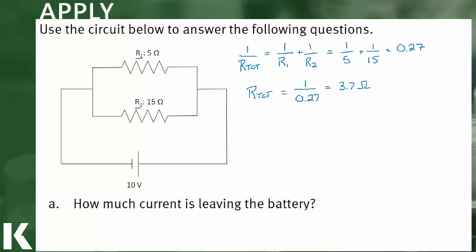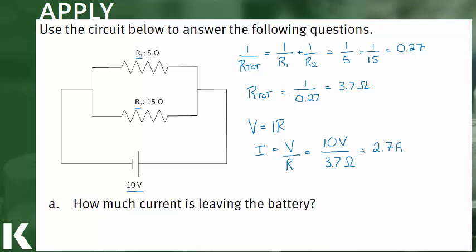Now we can use Ohm's law. So V is equal to IR. So that means that our current is equal to our voltage over our resistance. Our voltage here is 10 volts. We can plug that in. Our resistance is 3.7 ohms, and this would give us a total current of 2.7 amps.